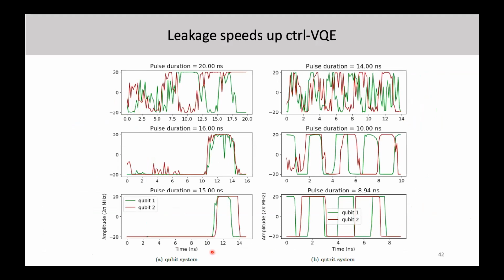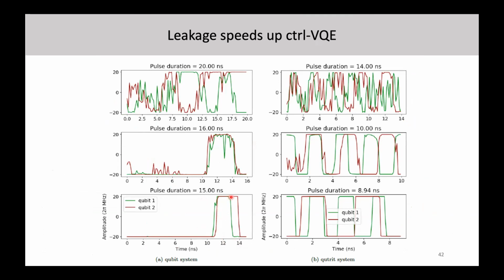Now, one interesting thing we noticed is that allowing for leakage out of the computational subspace can actually speed up reaching convergence. So on the left, I'm showing results for qubits. Here I'm still talking about a transmon system, but I truncate each transmon down to just a 2-level system and optimize the pulses in that situation.